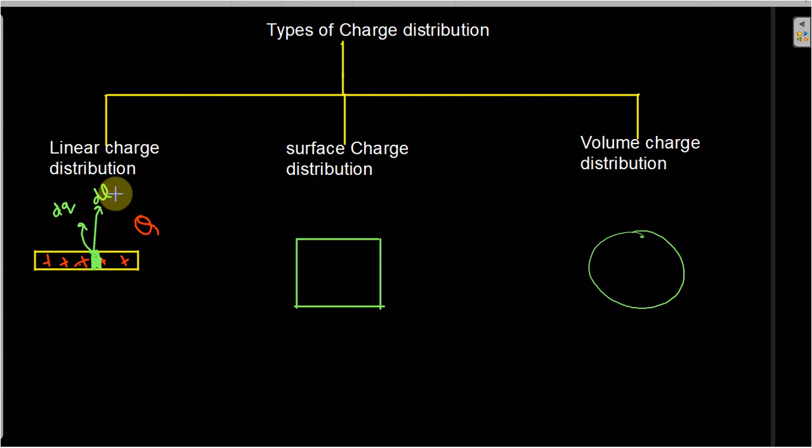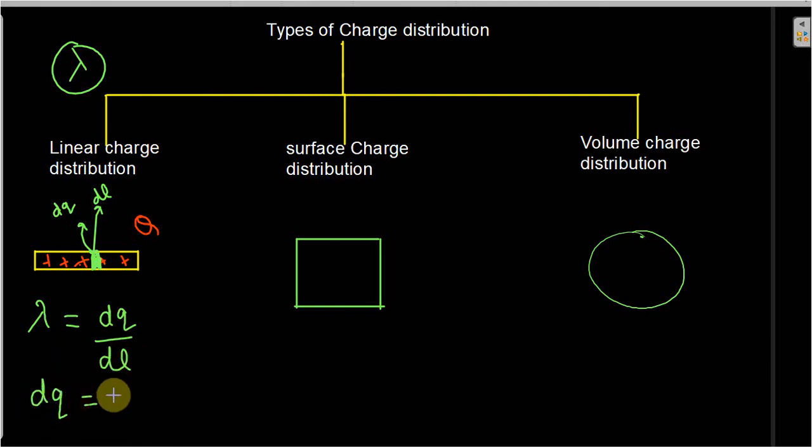So what is linear charge distribution? We will represent linear charge distribution by the lambda symbol. So lambda is the charge per unit length, or you can write dq is equal to lambda dl. Similarly, now we will write the surface charge distribution.